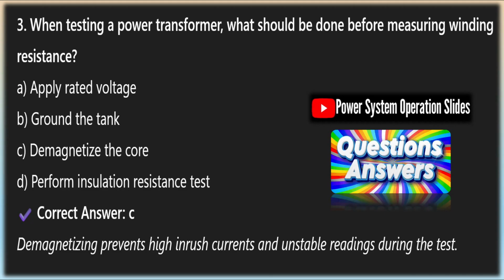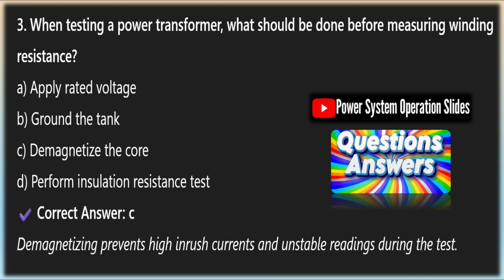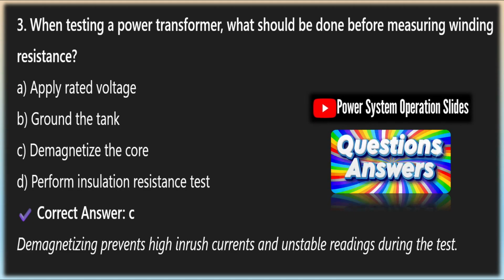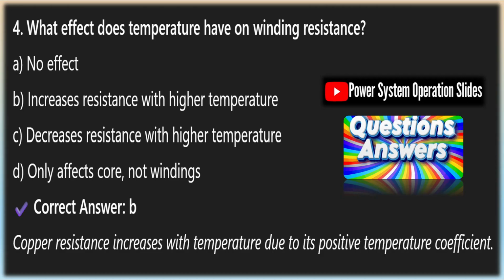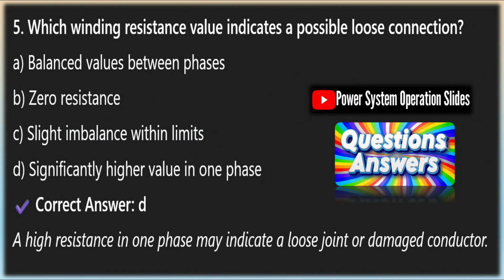The transformer winding resistance test is not only a mandatory commissioning activity but a vital condition monitoring tool. When performed methodically, it provides insight into winding health, joint integrity, OLTC performance, and long-term thermal and mechanical degradation. By integrating proper test procedures, temperature corrections, and demagnetization, engineers can ensure transformer reliability and prolong asset life.